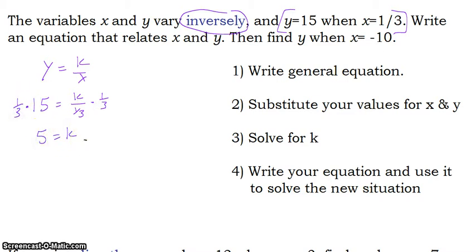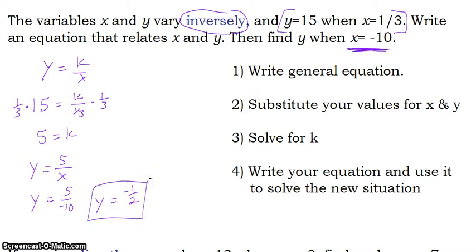So I'm going to use this. If I wanted to plug in multiple numbers, I might want to write for myself y equals 5 over x. But I do know exactly, I want to know what happens when x is negative 10. So my y value when x equals negative 10 is negative 1/2. And that's my answer.